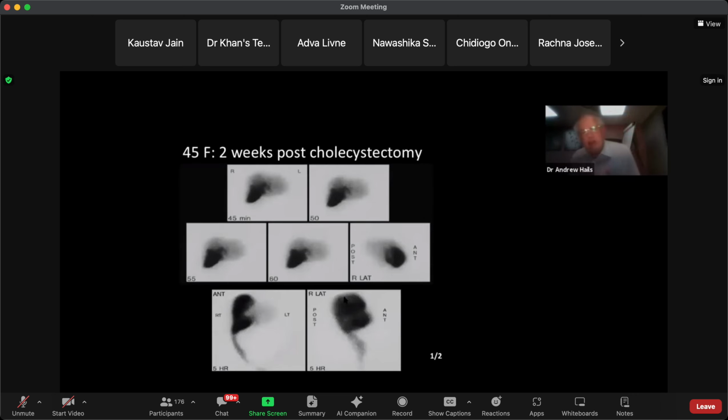And this is another, it's also a HIDA scan, and this is somebody who's had an operation, and they are presenting with abdominal pain.